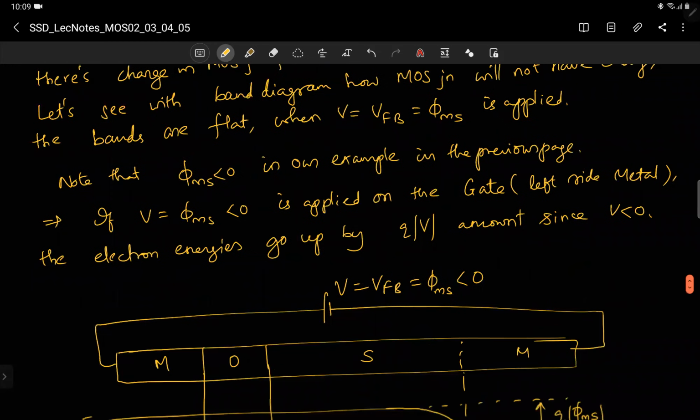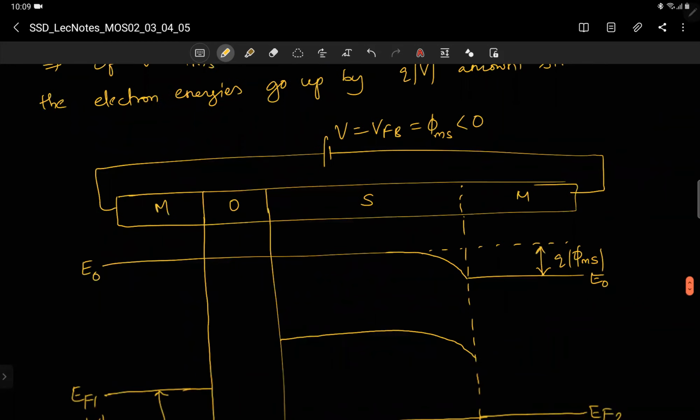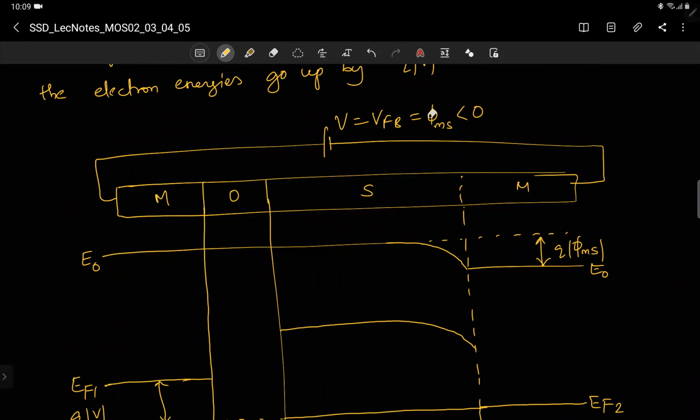So what we are trying to see is that V equal to VFB equal to phi ms less than 0 is the voltage you should connect across the MOS cap so that bands will be flat in the semiconductor. So that's the meaning of flat band. And let us see how bands become flat. We saw for V equal to 0 how bands are not flat, in the previous page band diagram.